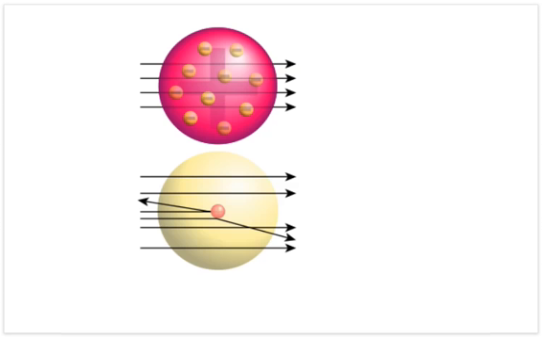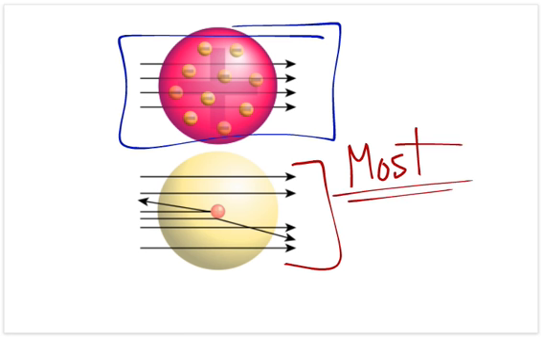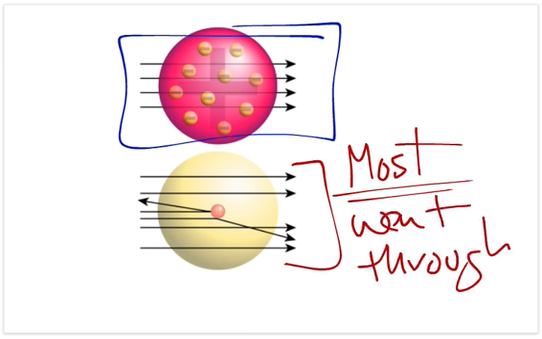Well, what they saw was that instead of cutting through nice and uniformly like would be predicted, still the vast majority cut through. The vast majority, like 99.9% of the particles, went straight through. So most went through. But a few were bent a little bit, which was interesting.